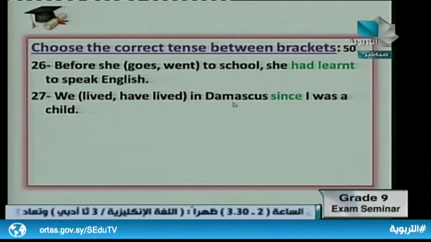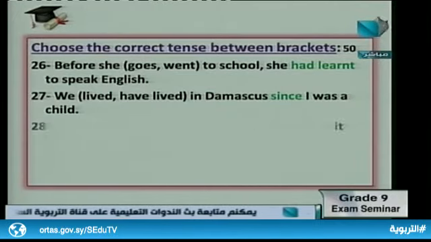Have lived. It's an indicator. It's the key word for present perfect. So we use have lived.